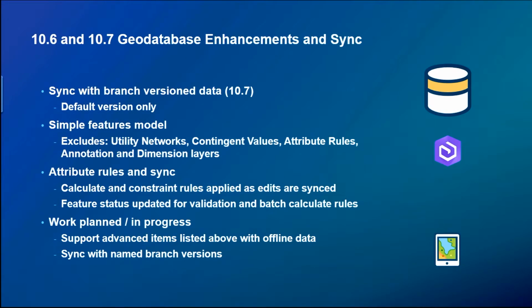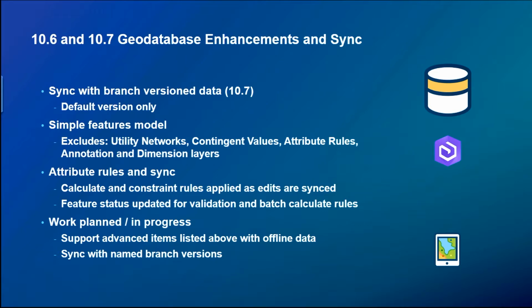Okay, so the Geodatabase has added quite a few enhancements the last couple of releases in 10.6 and 10.7. And this slide is all about how those work with the sync capability. So the first thing to talk about is sync with branch versioning. We've added support for that in 10.7. So you can take your branch version data offline.